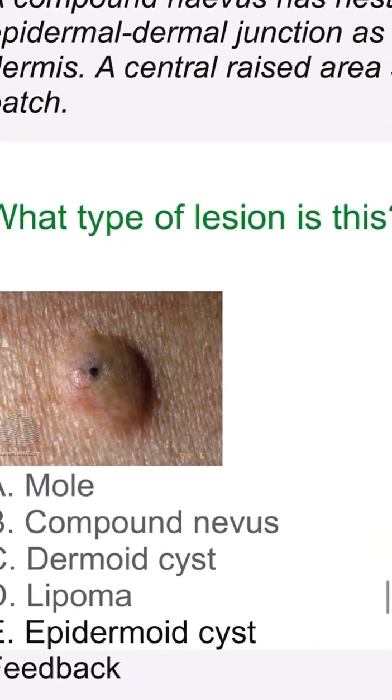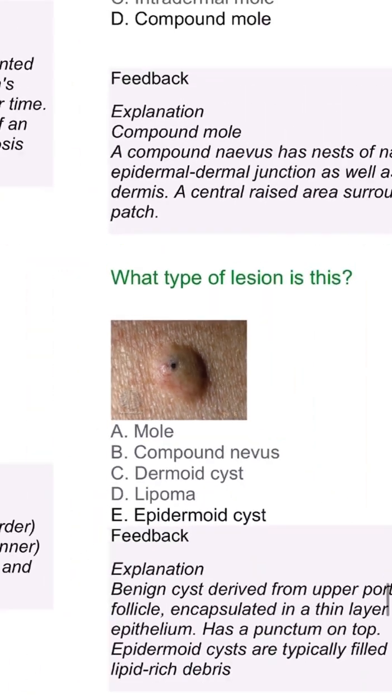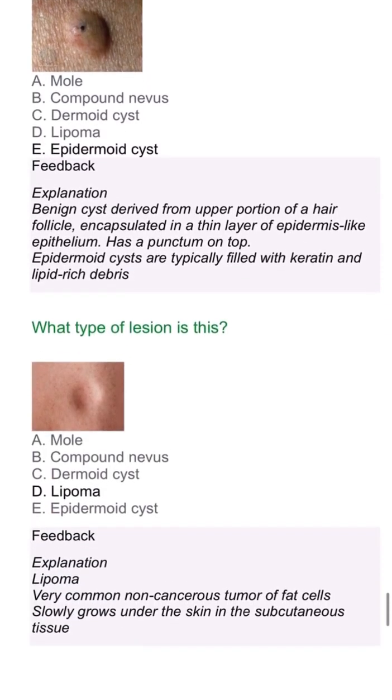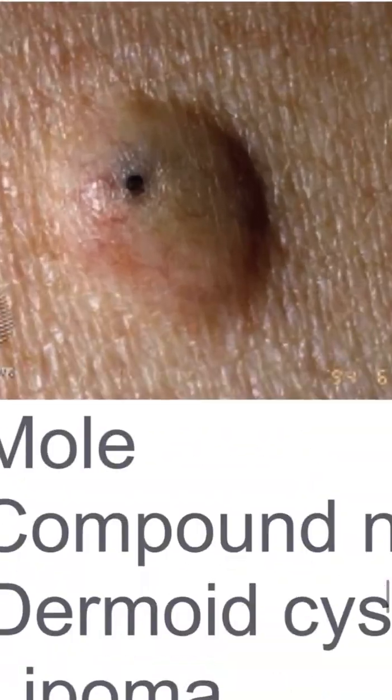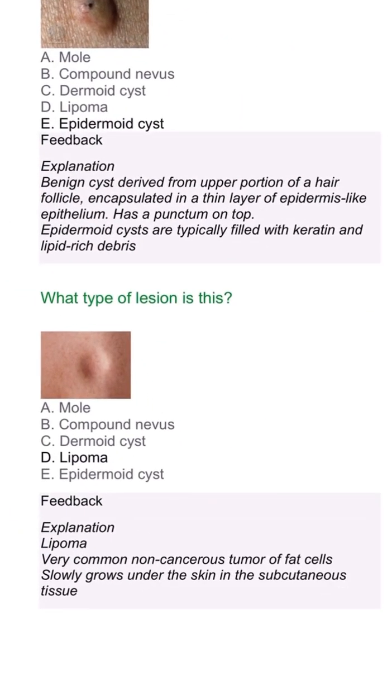Okay, so what type of lesion is this? This is an epidermoid cyst. A benign cyst derived from the upper portion of the hair follicle, encapsulated in a thin layer of epidermis-like epithelium, has a punctum on top. You can see here the black punctum on the top. Epidermoid cysts are typically filled with keratin and lipid-rich debris.